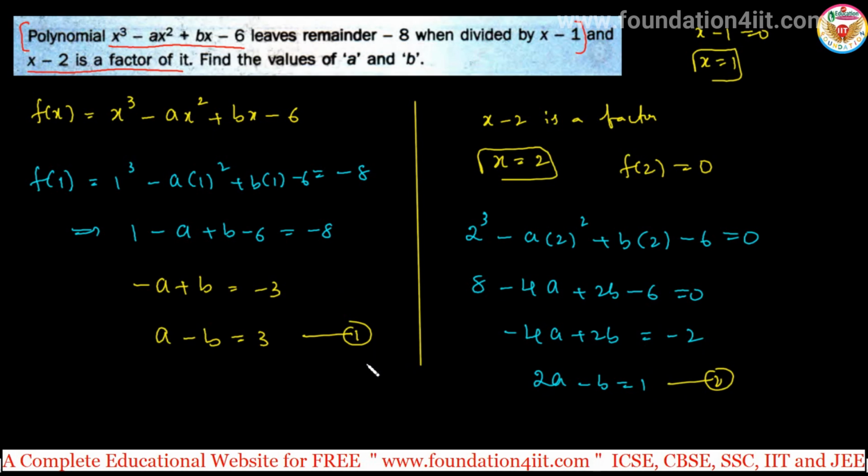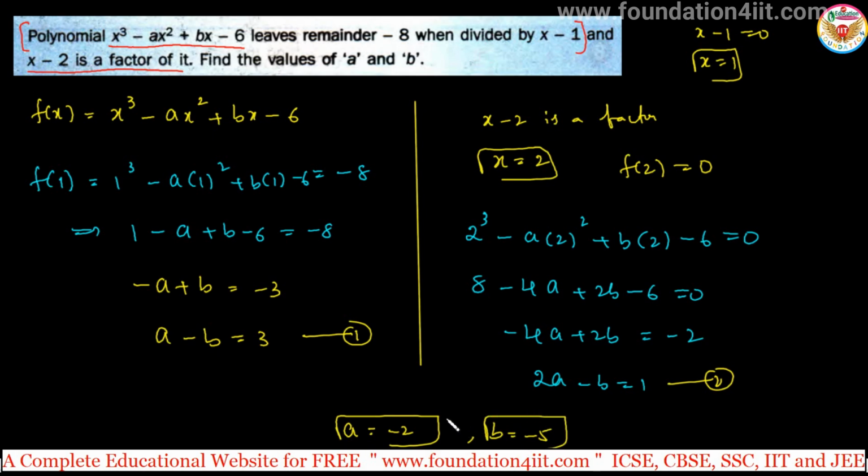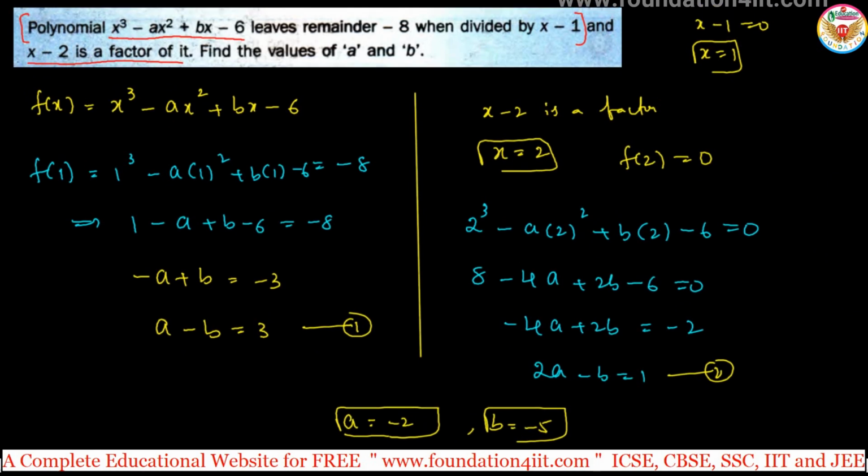On solving equations 1 and 2, you'll get the a and b values. Just use the elimination method. So you'll finally get a is equal to minus 2 and b is equal to minus 5. Elimination method you apply, just as we did previously. Same concept you can apply: minus b, minus b, now you can subtract. So by the elimination method, or solving equations 1 and 2, we'll get a is equal to minus 2 and b is minus 5. So this is the way we can solve problems even from the factor theorem.